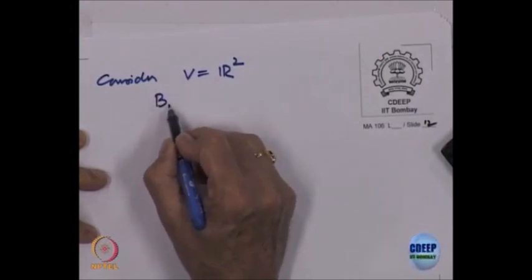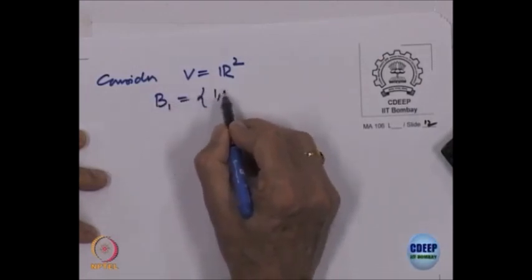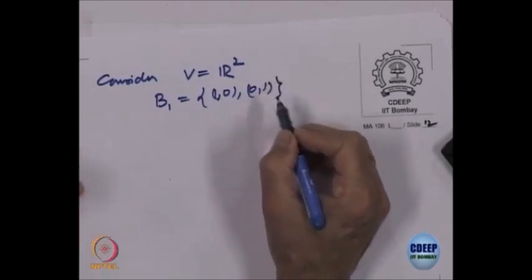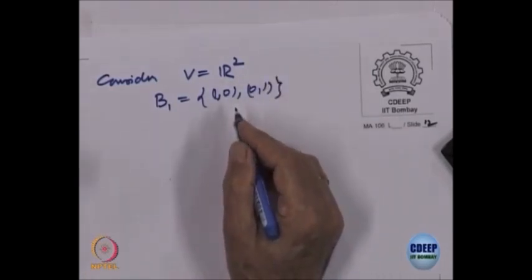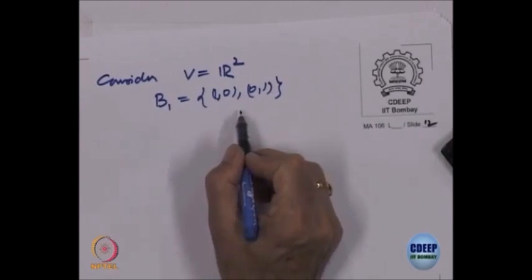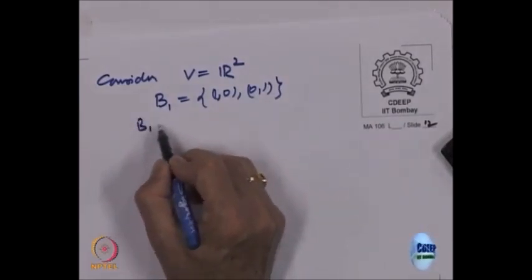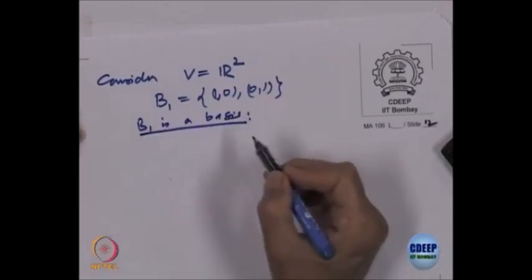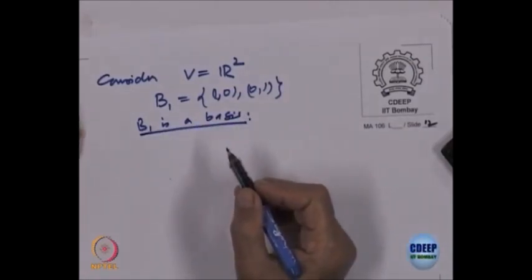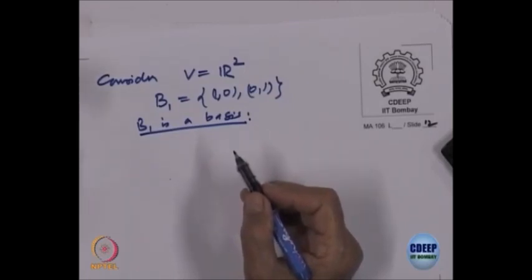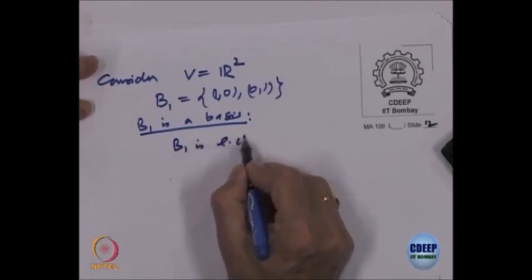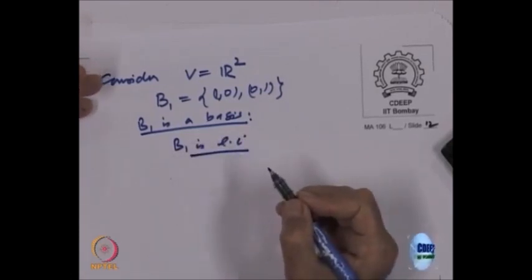Let us look at the set B1, which is (1, 0) and (0, 1), right. Why is B1 a basis? I should be able to check either by either of the definitions. So, let us check that B1 is a linearly independent set.